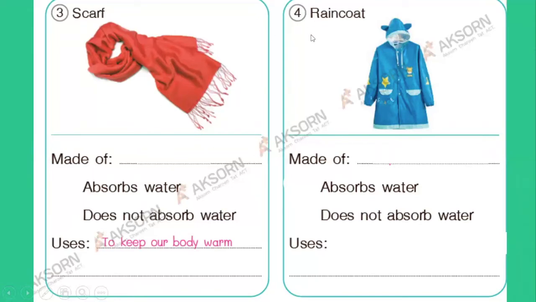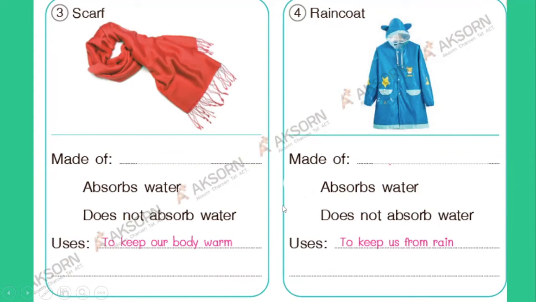And we continue. Number 4, raincoat. Repeat after me. Raincoat. Raincoat made of, you guess, okay? I think it's plastic or rubber. So please write down here what the raincoat is made of, and tell me whether it absorbs water or does not absorb water. Okay. And please write down, we use it to keep us from rain.